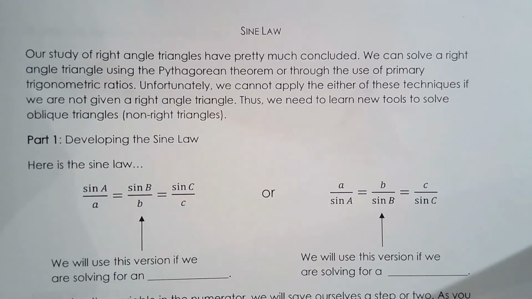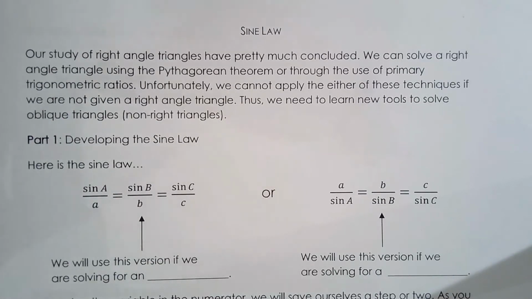In this video, we will go over the first lesson of the last chapter, and this will be focusing on sine law. In the previous chapter, we were solving right triangles with the help of the primary trig ratios, like the sine ratio, the cosine ratio, and the tangent ratio. Unfortunately, those ratios are only good for solving right triangles.